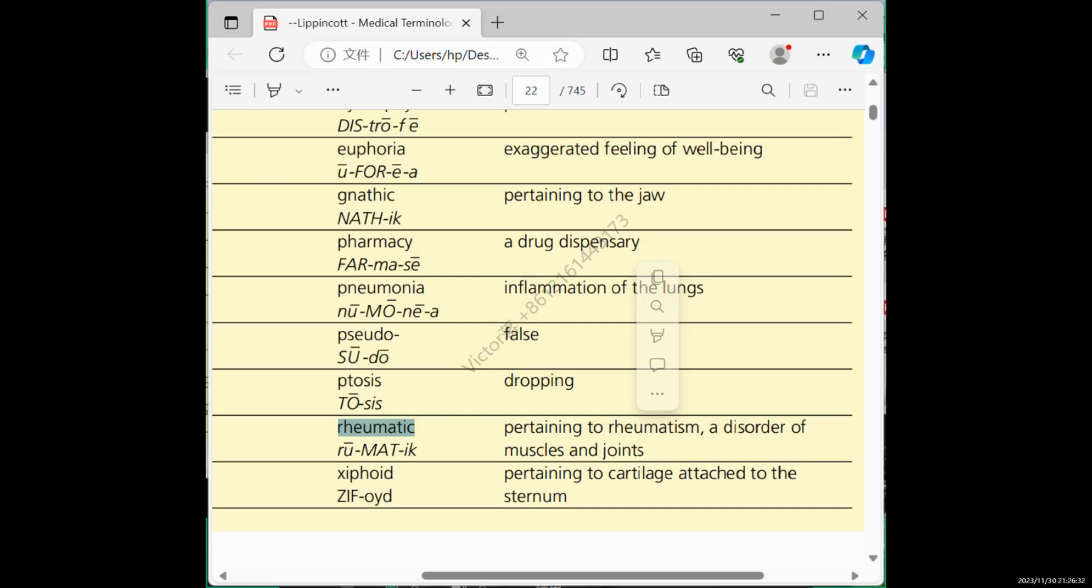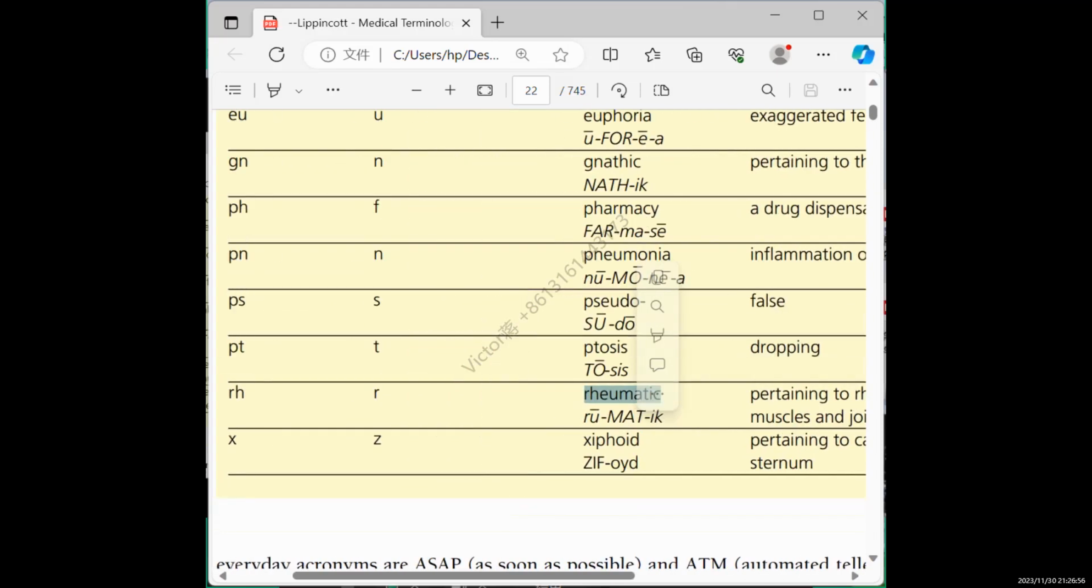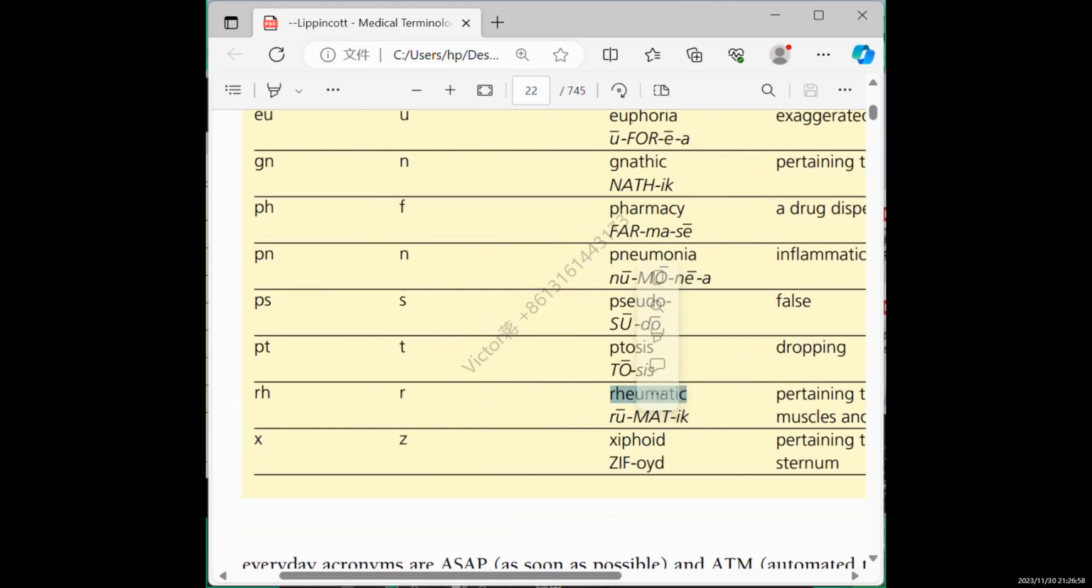But here, rheumatic, as in rheumatic fever, rheumatic cutaneous rheumatism. Sometimes we can see that a doctor in dermatology, or a skin doctor, or a doctor in an endocrine department should be very familiar with diseases like rheumatic fever and rheumatism, a disorder of muscle and joint. Okay. So last but not least, I would like to talk about the letter X.